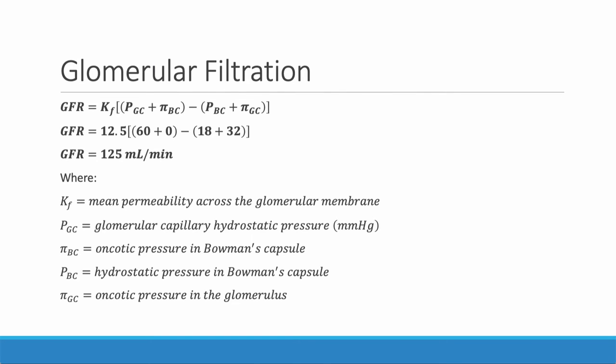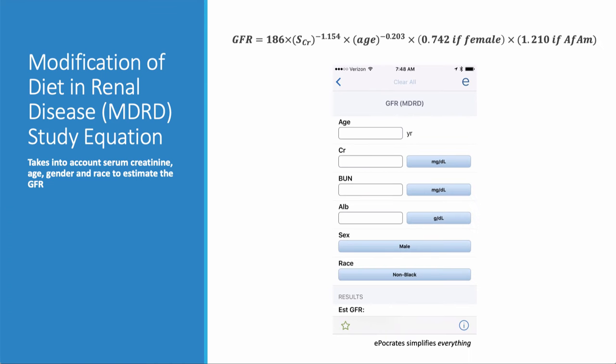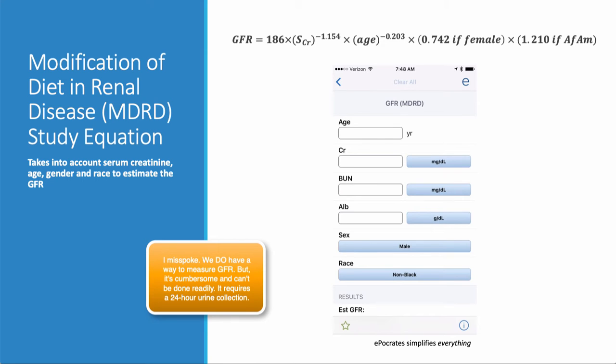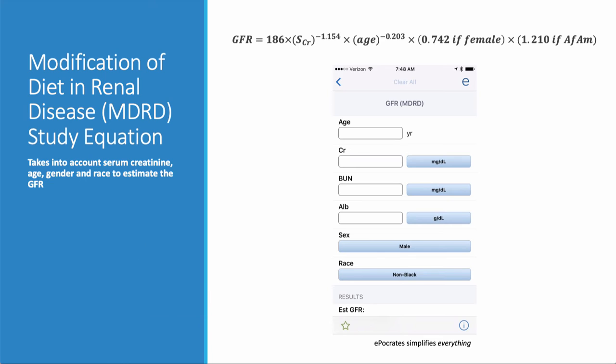So glomerular filtration is also known as the GFR. And so the GFR is this complicated formula here, but at the end of which we get a glomerular filtration rate in milliliters per minute. It's a difficult thing to measure, right? We don't really have a way to measure it, so we need to estimate it. Well, there's a ton of different ways to estimate it, but the one that we tend to use the most is this formula that they came up with in the Modification of Diet in Renal Disease study, or the MDRD study.